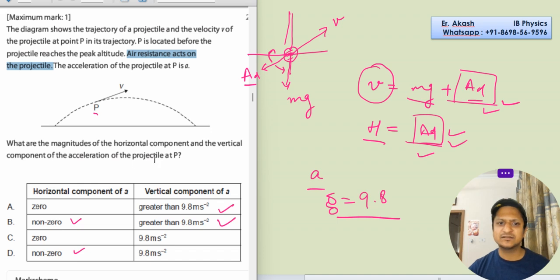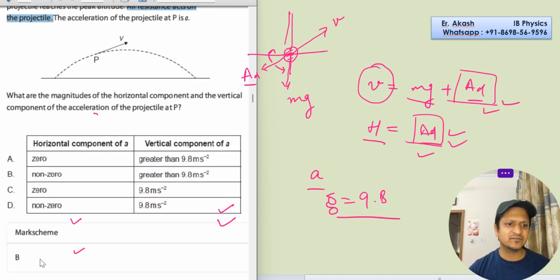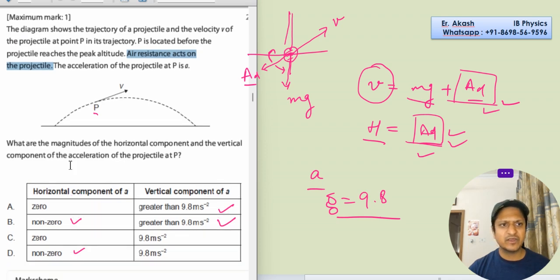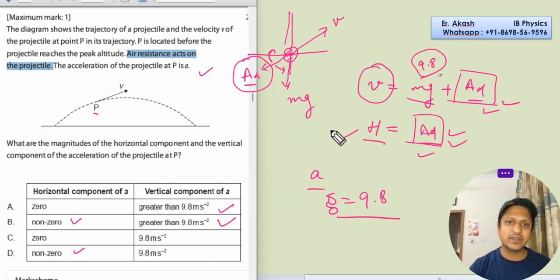Now we will check the mark scheme. Yes, B is the answer. So in this question what we have done is we have taken the air drag into account. If it was written that there is no air resistance or air resistance is negligible, then the answer would be 0 for horizontal and 9.8 for vertical. Hope you understood all the concepts for this question.